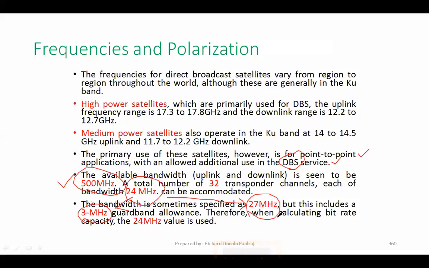So each transponder will at least need 27 megahertz, right? Therefore, when calculating bit rate capacity, 24 megahertz is only used because that is the only frequency employed for each transponder, right?